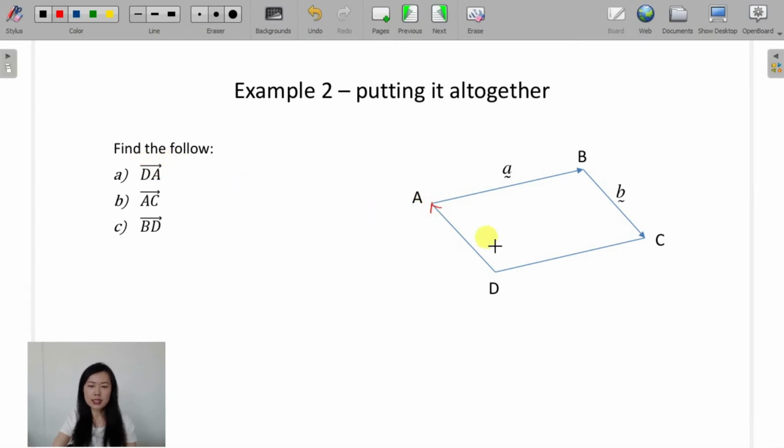It's pointing towards A. Okay, so first of all, because this is a parallelogram, these two sides are exactly the same. So in other words, DA is actually the same vector as CB. So if it was pointing that way, basically, okay? Which means this is negative B. Does that make sense? So it's the negative vector of this one.